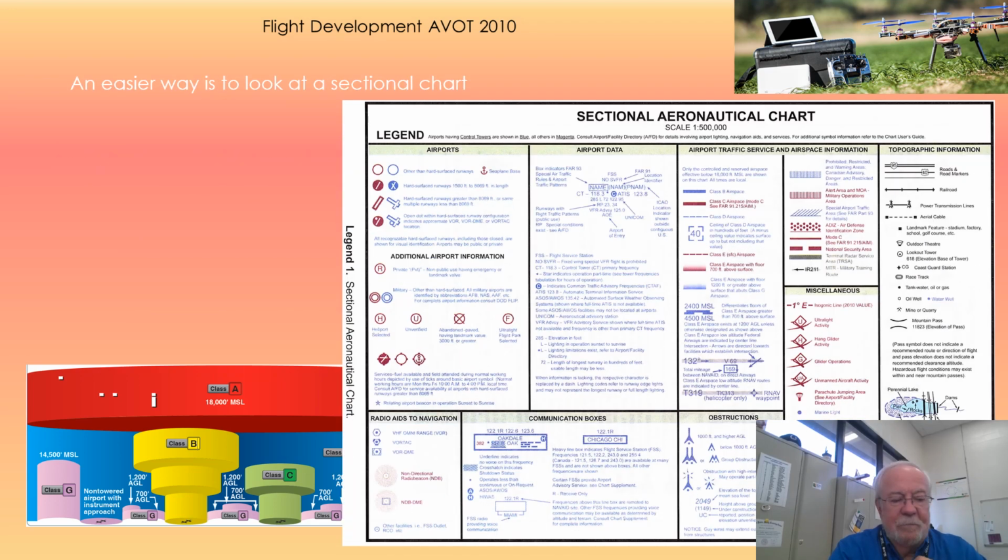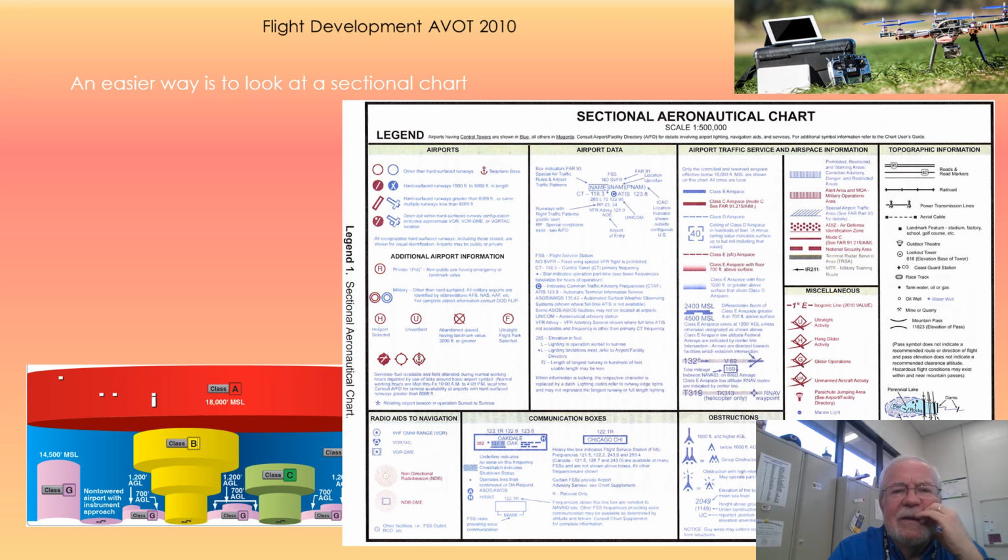Here is an aeronautical chart. Okay, here's the Legend. It's on the edge of all sectional charts. But remember, of course, that sectional charts do expire, so we want to make sure we have a current one. But anyway, here's a copy of one.